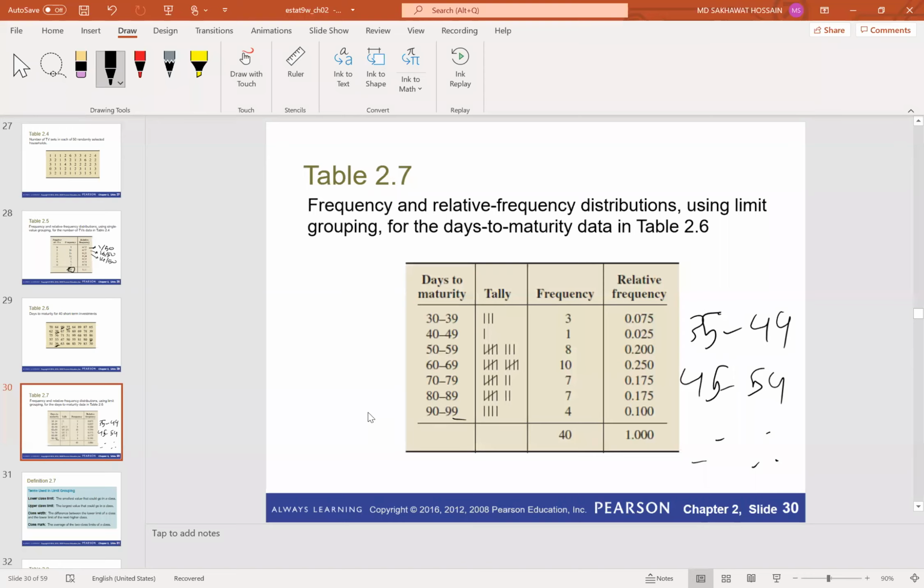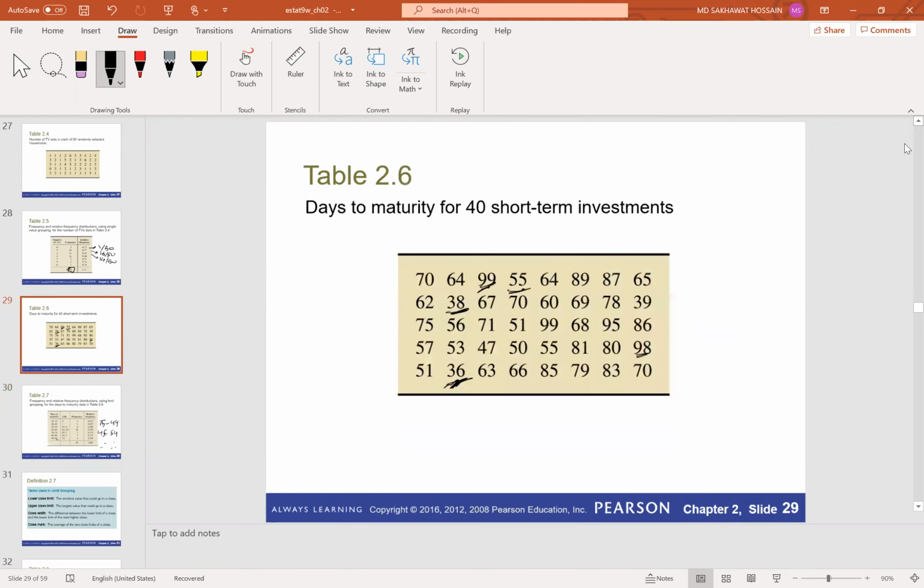For the quantitative data, you can use limit grouping, but for the continuous data, we cannot use limit grouping. We have to do some other grouping. Yeah, I will discuss this later. Okay. So 30 to 39, how many numbers do we have between 30 to 39? Now you have to count how many numbers. The easy way is to use the tally mark.